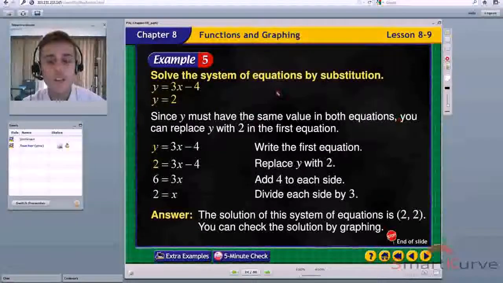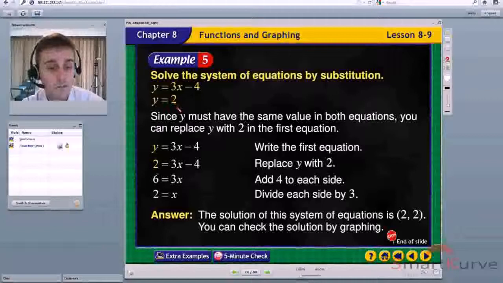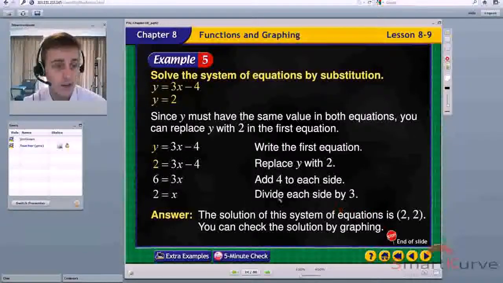Solve the system of equations by substitution. Y equals 3x minus 4, y equals 2. Since y must have the same value in both equations, you can replace y with 2 in the first equation. Y equals 3x minus 4. We're plugging in this y equals 2 into that first one. 2 equals 3x minus 4. 6 equals 3x. X equals 2. The solution of this system of equations is 2, 2. You can check the solution by graphing.